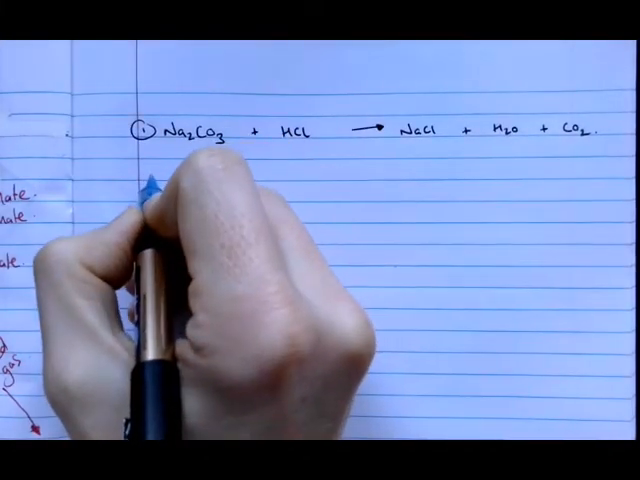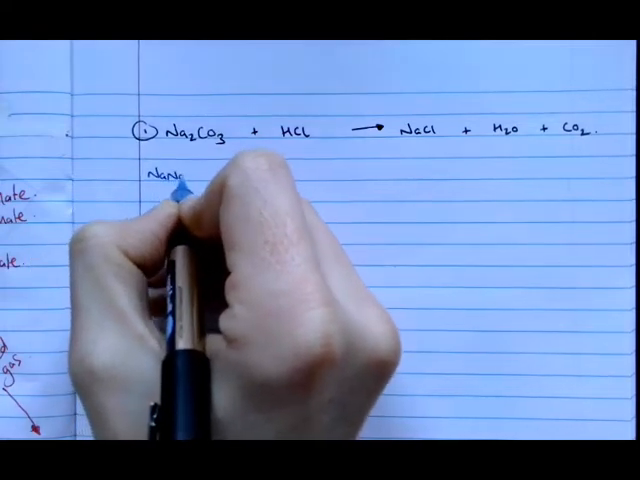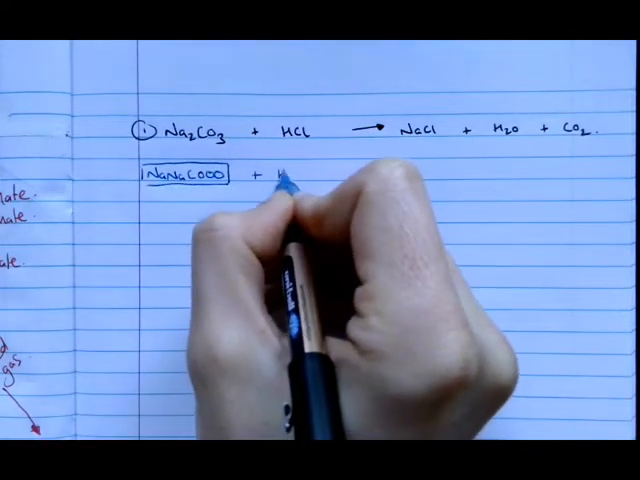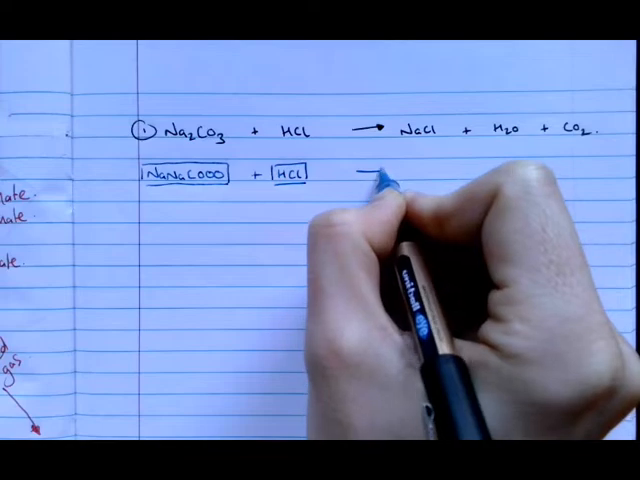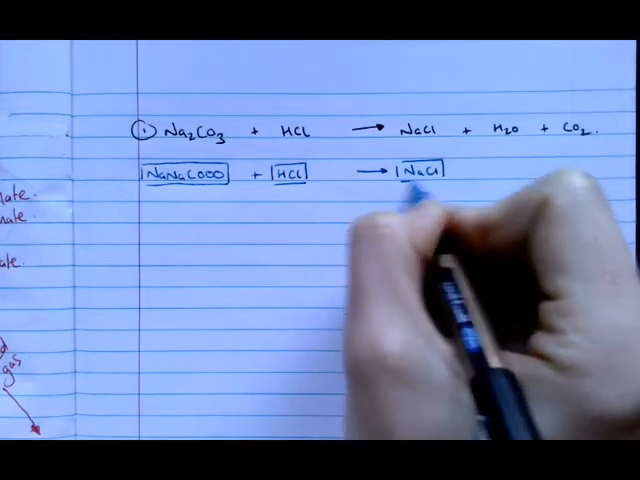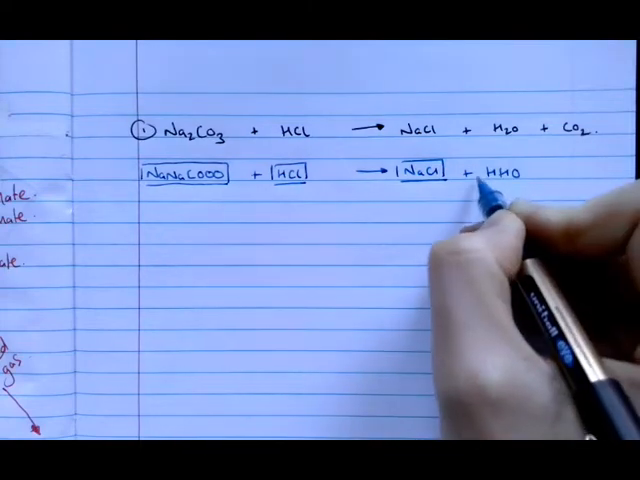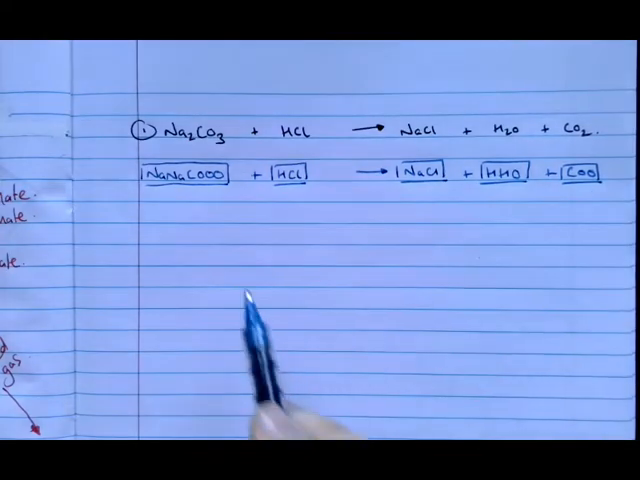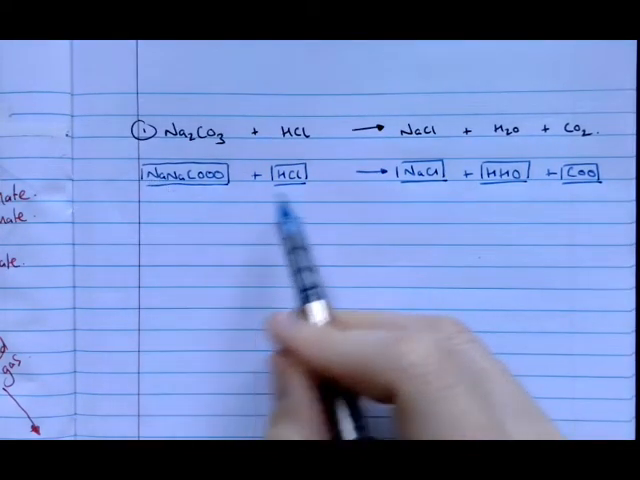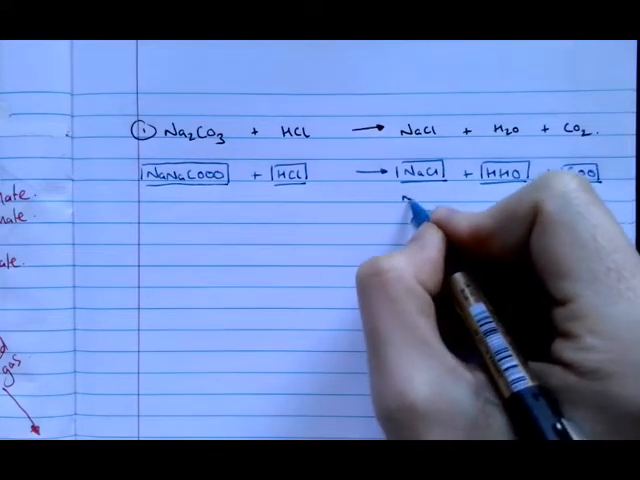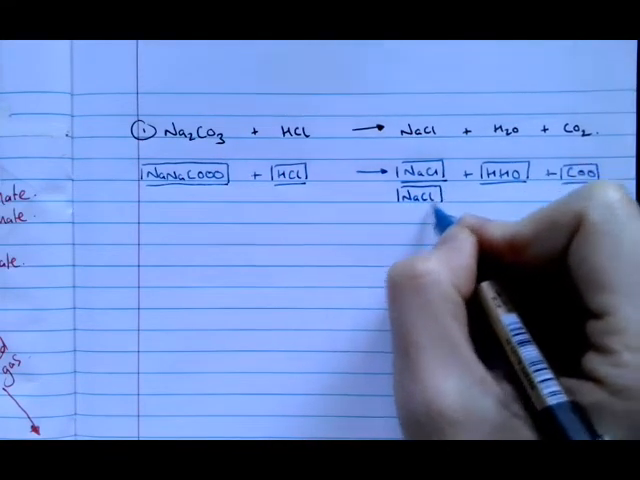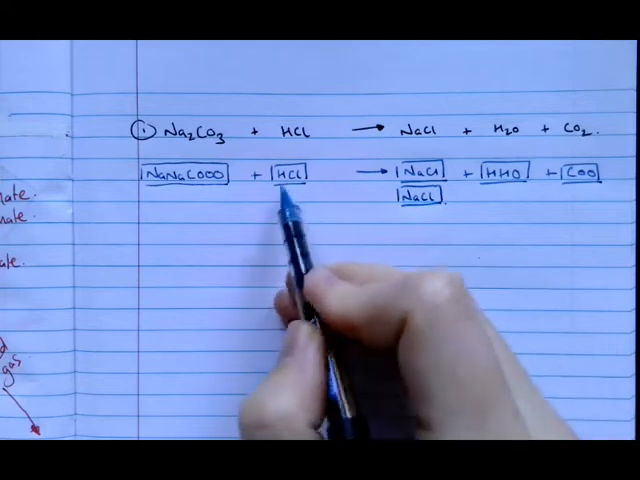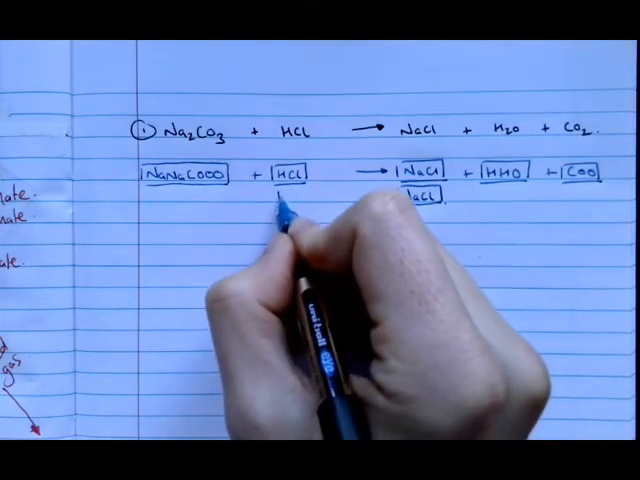Okay, so to balance it, you should have done this. You should have Na2CO3, that's my carbonate, plus HCl goes to NaCl plus H2O plus CO2. Straight away you can see that I've got two sodium atoms here and only one sodium atom here, so I'm going to have to add in another NaCl. Now I've got two Cl's here, but only one Cl here, so I need to add another HCl.